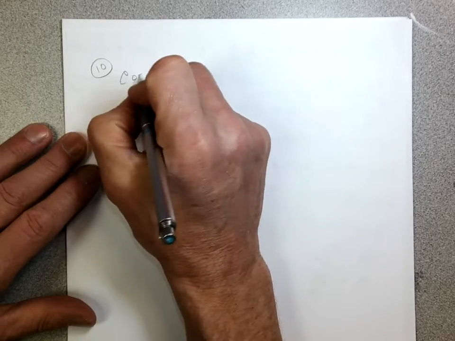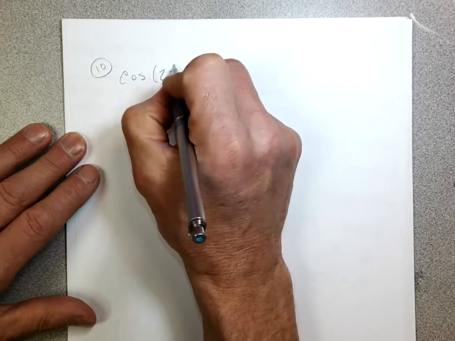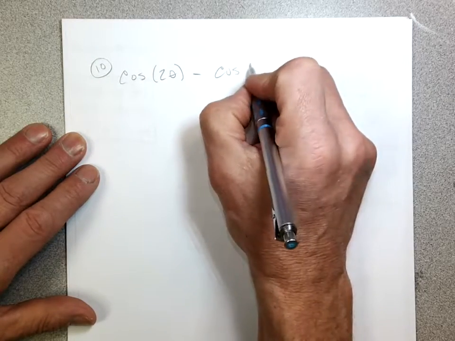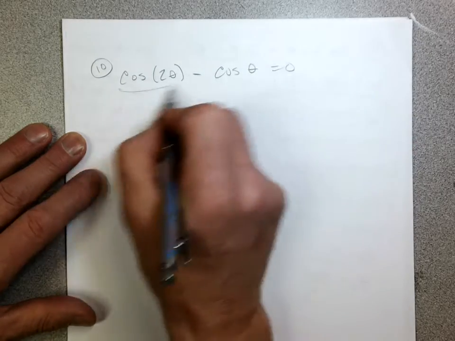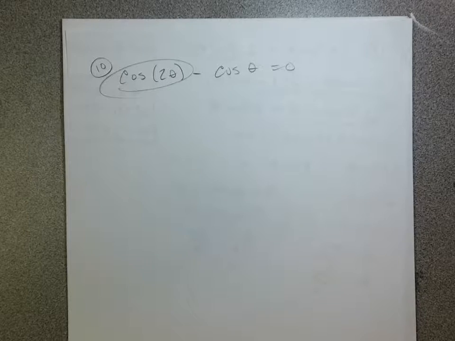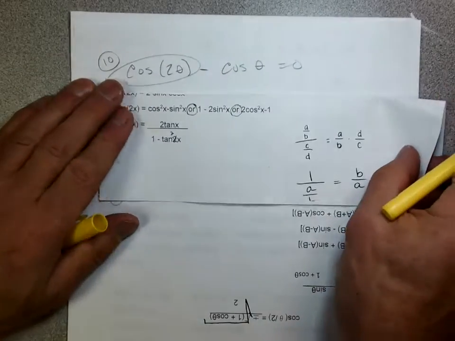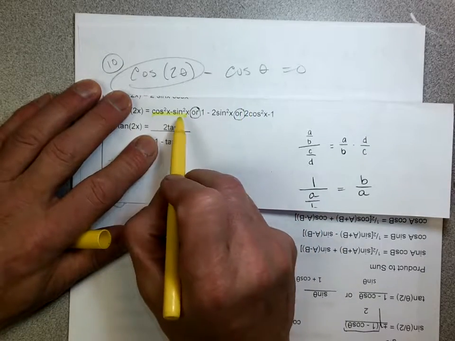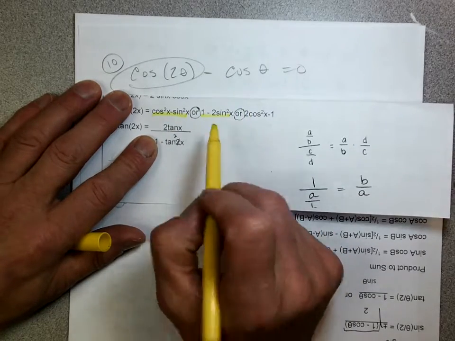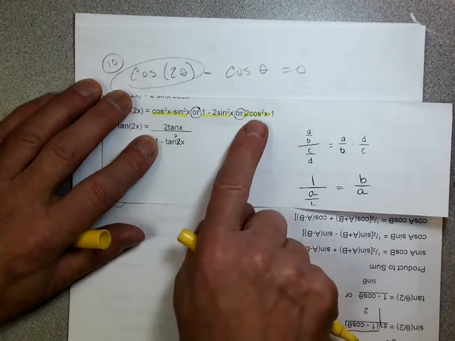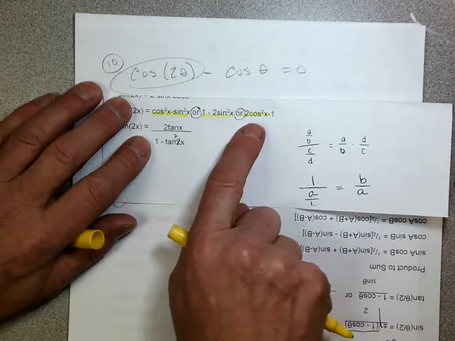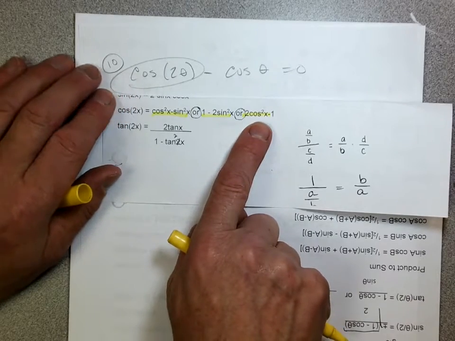10, I've got cosine of 2 theta minus cosine theta equals 0. So I'm going to use my double angle formula. I've got 3 choices on my double angle formula. Let me go ahead and find them. Here they are. So let me make it so you can see it. I've got one that has cosine and sine, another that has a sine in it, and the last one just has cosine. I'm thinking just this one, because if I can change this double angle formula to cosine, everything is in terms of cosine.